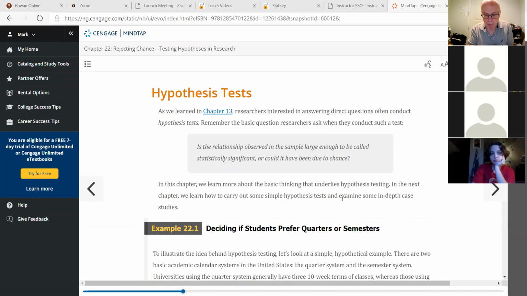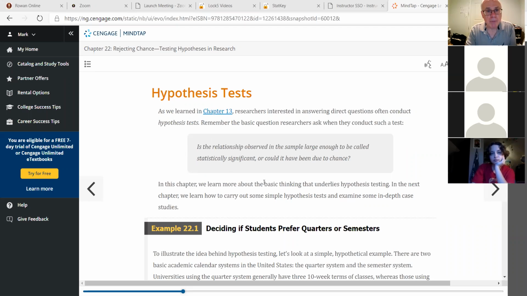Chapter 15 is a little bit about using simulation, 15.1 and 15.2, which you can read through. It just gives you an idea of how simulation works. And then chapters 22 and 23 are just a couple different sections in there about hypothesis tests, but I'll go through that now with you.